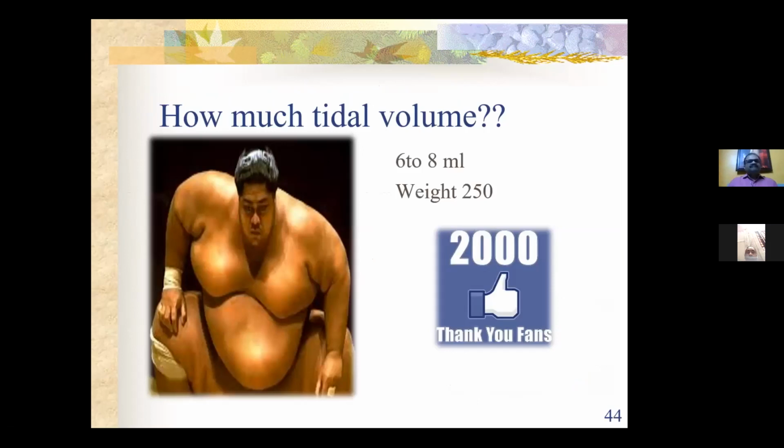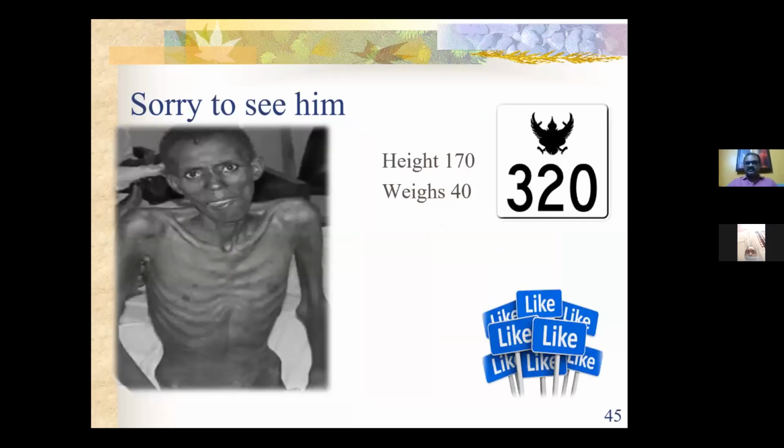But the question comes, how much tidal volume? We all know it's like 6 to 8 ml per kilogram. But this guy can have a weight of 250 kilograms or more. So will you set a tidal volume of 2000? We don't know. Because 6 to 8 ml for 250 will be around 2000. And for a patient who has a height of 170 and weighs 40 kilograms, will you give only 320? Is that what you're trying to say?